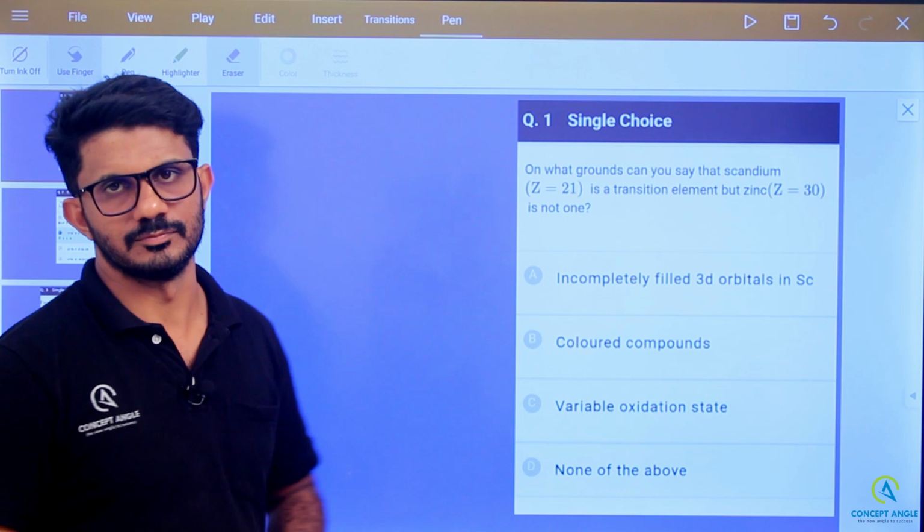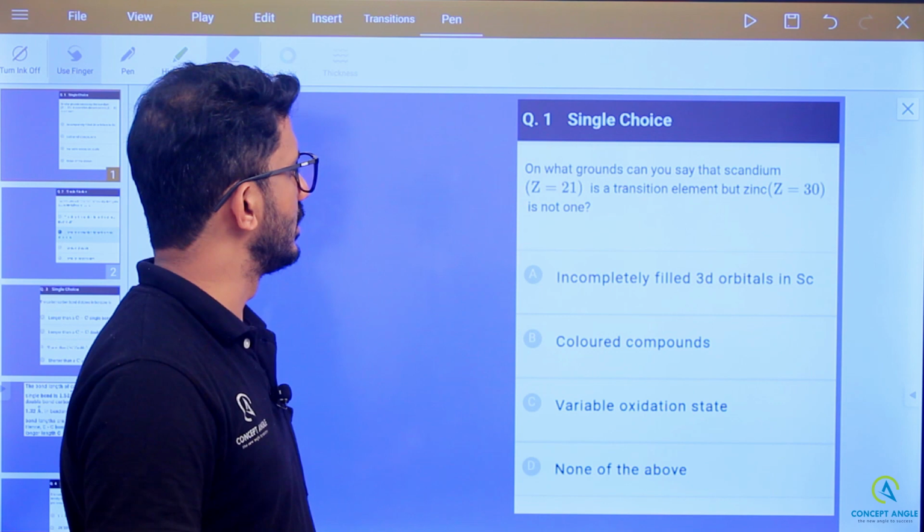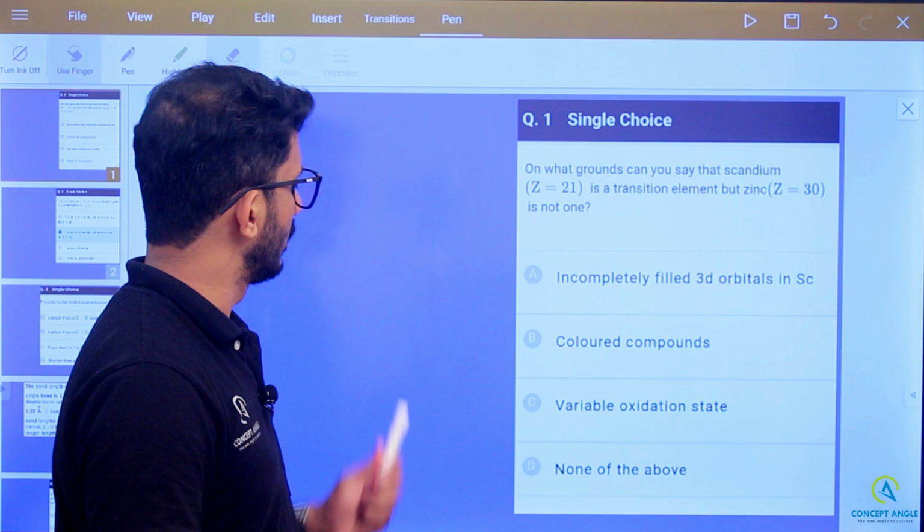The atomic number of zinc is 30. Just have a look into the question. The first option, option A, is incompletely filled 3D orbitals in scandium, colored compounds, variable oxidation state, and none of the above. You know the general properties of a transition element.